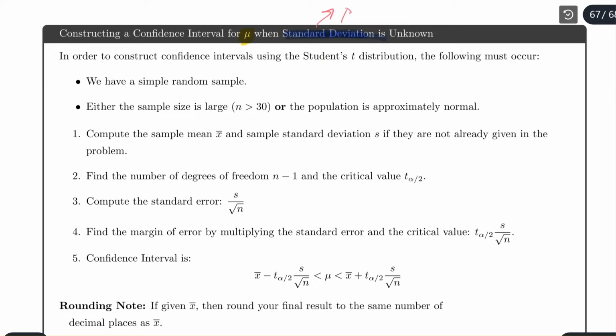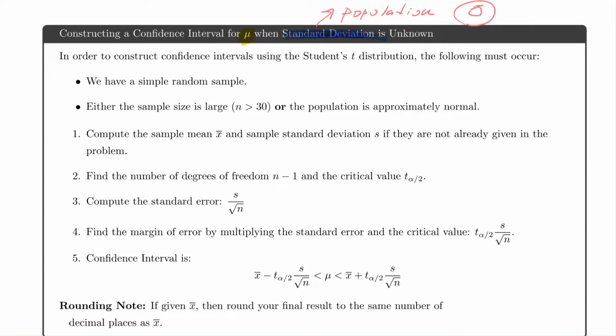This means population standard deviation. And you can always refer to the formula sheet as well, because the formula sheet will also say either population standard deviation, known or unknown, which is the symbol sigma. So let's look over the steps.